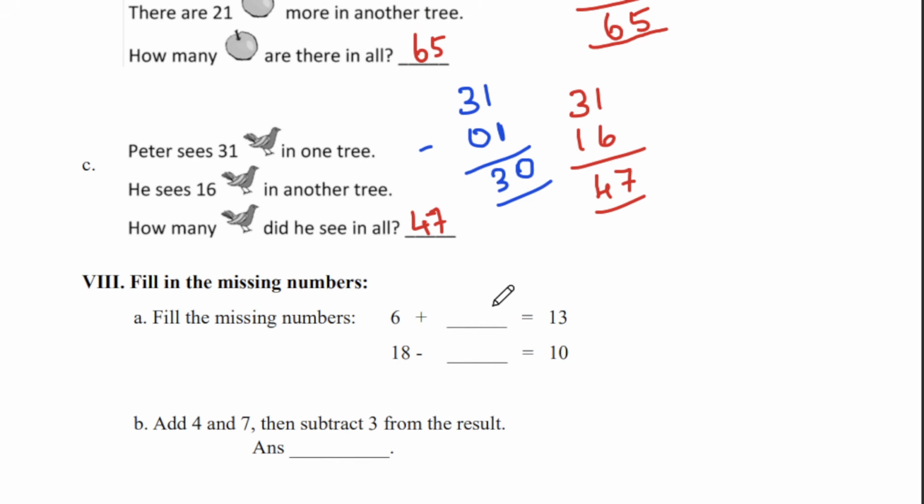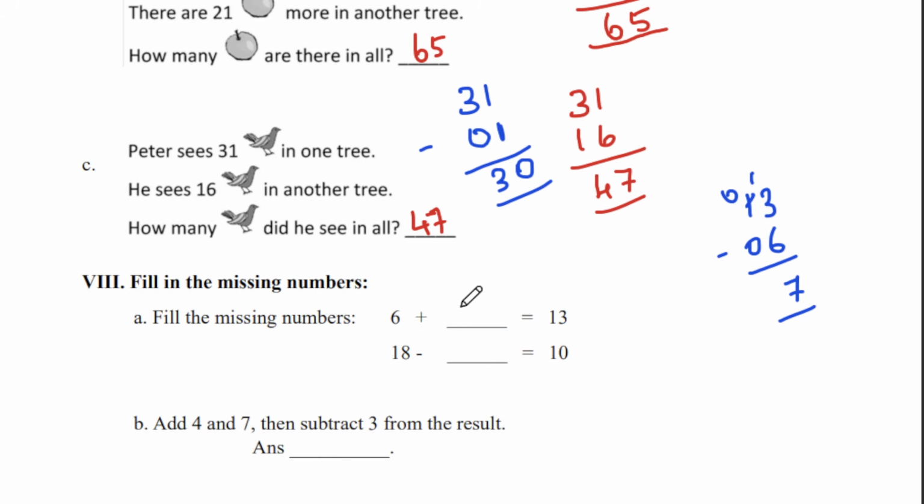So 6 plus dash is equal to 13. So which number if we add, we will get 13. So for that you have to minus the 6 from 13. So you have to minus it. Okay, so 13 minus 6: 6, 7, 8, 9, 10, 11, 12, 13. You will get answer 7.